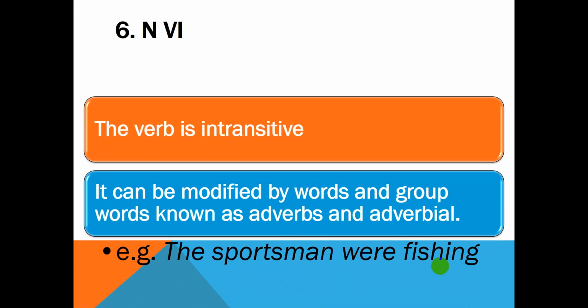Pattern number 6 is a combination of noun and intransitive verb. The verb is intransitive, but you can modify it with other adverbial information. For example, the sportsmen were fishing in the pond. But if you want to end it, the sportsmen were fishing, then you may stop there. Here, the sportsmen is the subject, and were fishing is the intransitive verb, because you do not need an object here.